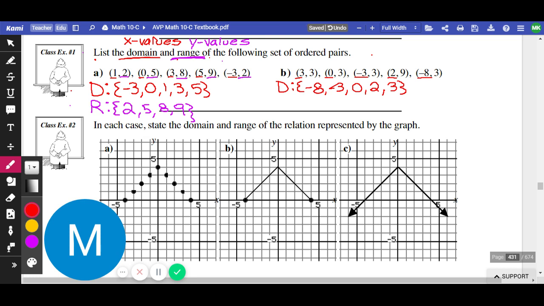Range is asking for possible y values. All right, for possible y values, I go R colon curly bracket, and then I start listing my y values from lowest to highest. I don't need to repeat. So when I look at my y values, I have 4 3s. I only have to put it once. Because what I'm saying is 3 is a possible y value. I'm not saying how many times it happens, I'm just saying it's possible. The other one that's possible is 9.